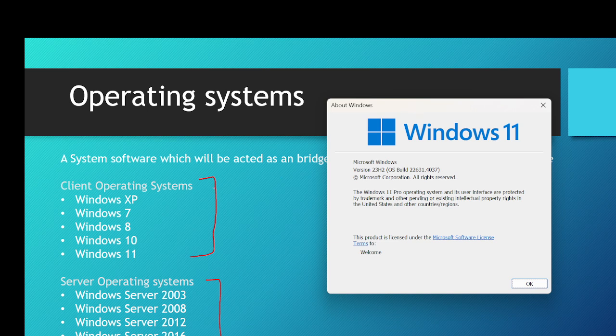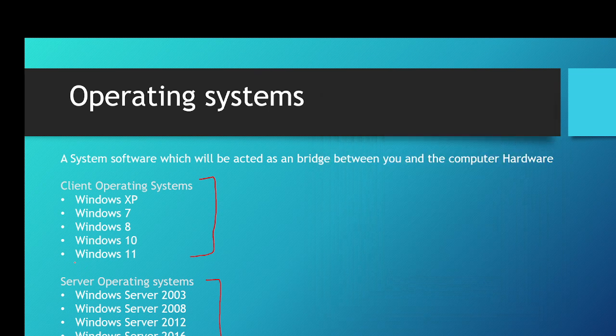And if you look at the client operating systems and server operating systems, wherever you see Windows 11, my computer belongs to the same family. Windows 11 belongs to the client operating system. So you can consider my computer a client computer. Instead of Windows 11, if you see an operating system like Windows Server 2019 or 2022, then we call it a server operating system.